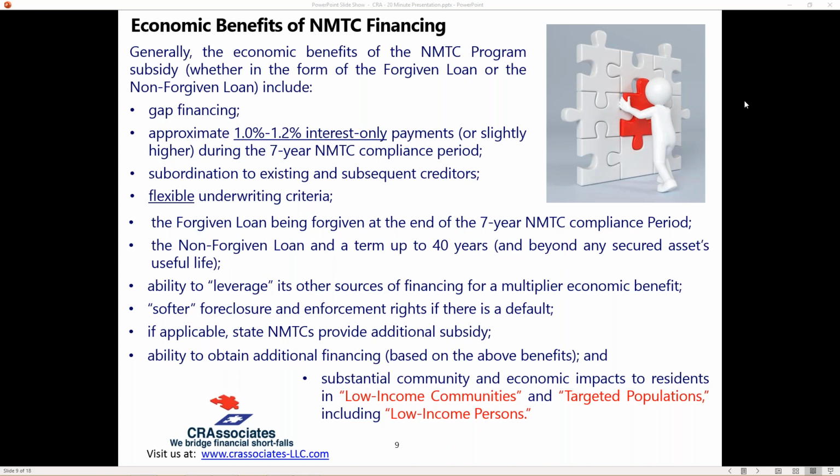Generally, the benefits of the program, whether in the form of the forgiven loan or the non-forgiven loan, include gap financing. As previously discussed, the program is intended to provide the final piece of financing required, and also as previously discussed, below market interest-only payments during the 7-year compliance period. Each loan is generally subordinated to the borrower's existing and subsequent creditors. Each loan includes non-traditional and favorable economic terms, such as even longer than standard interest-only payments or debt with equity requirements.